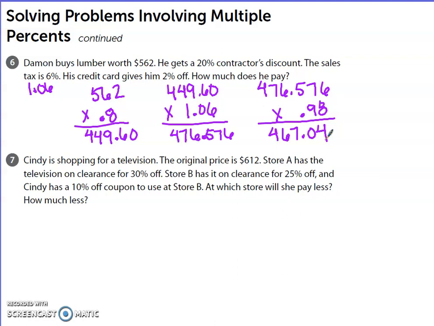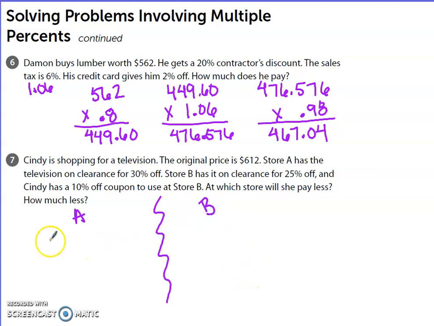Number 7. Cindy is shopping for a television. The original price is $612. Store A has the television on clearance for 30% off. Store B has it on clearance for 25% off. But Cindy has a 10% coupon at Store B. Which store will she pay less? How much less? So we've got 2 stores. We've got Store A and we've got Store B.